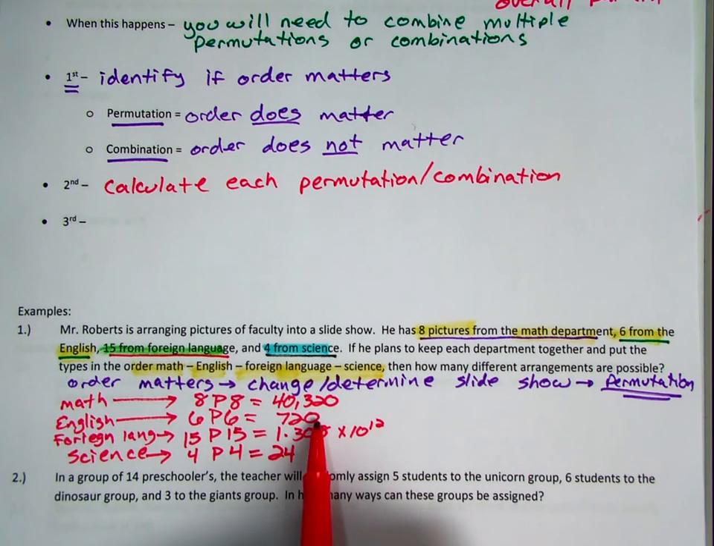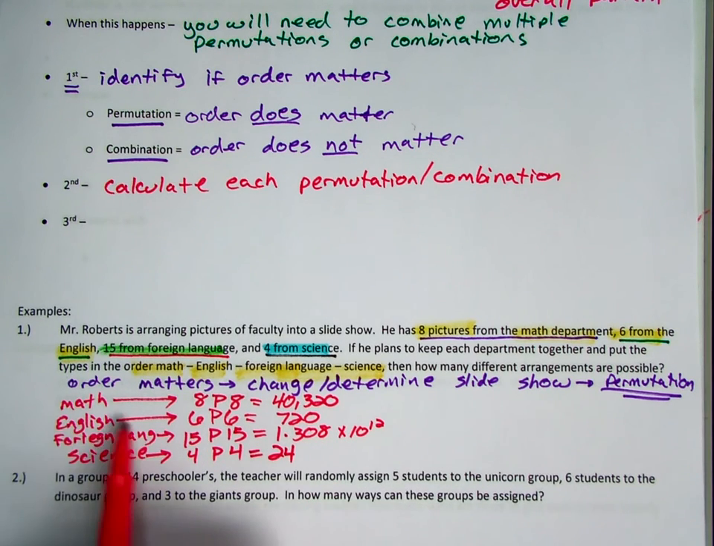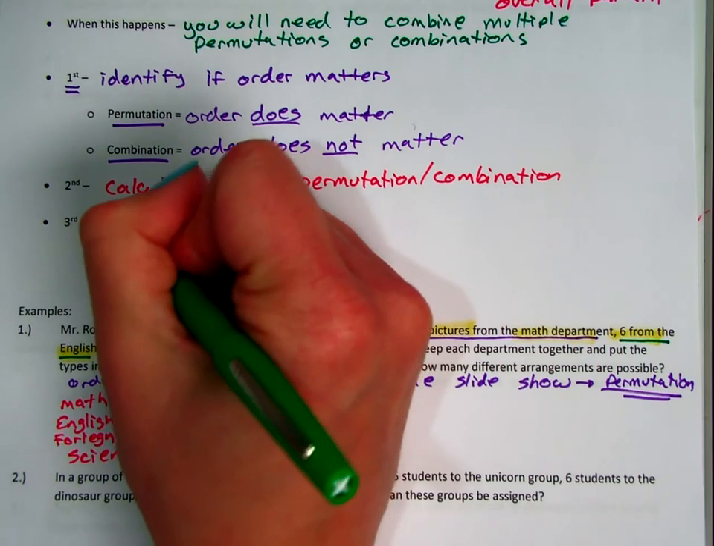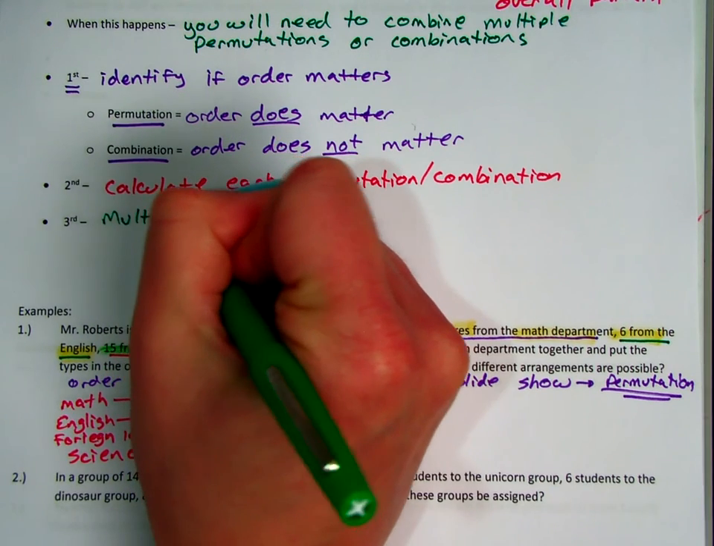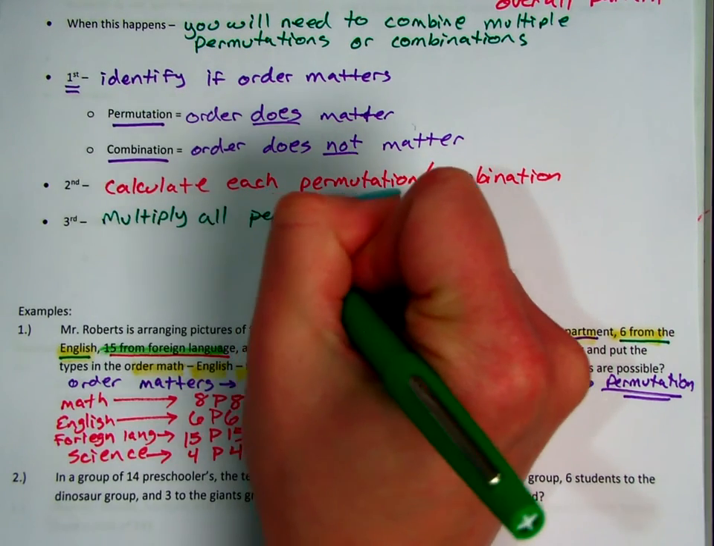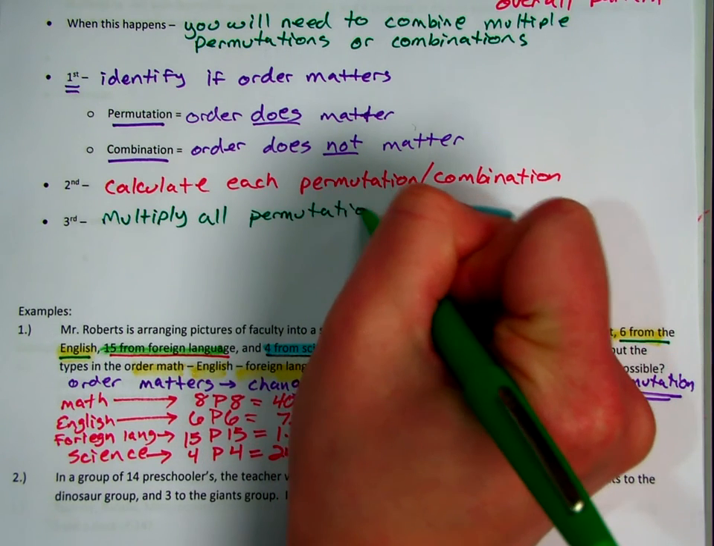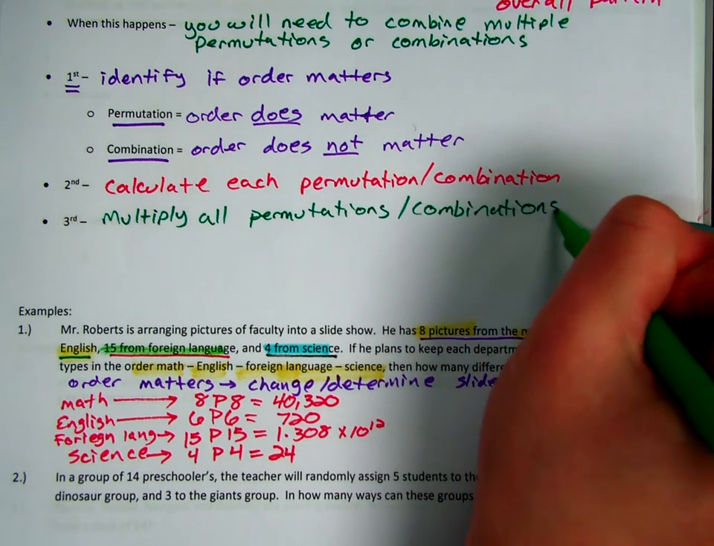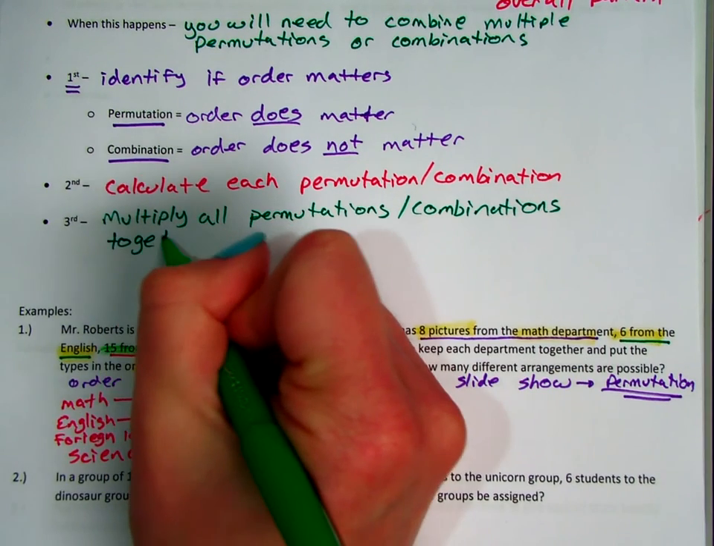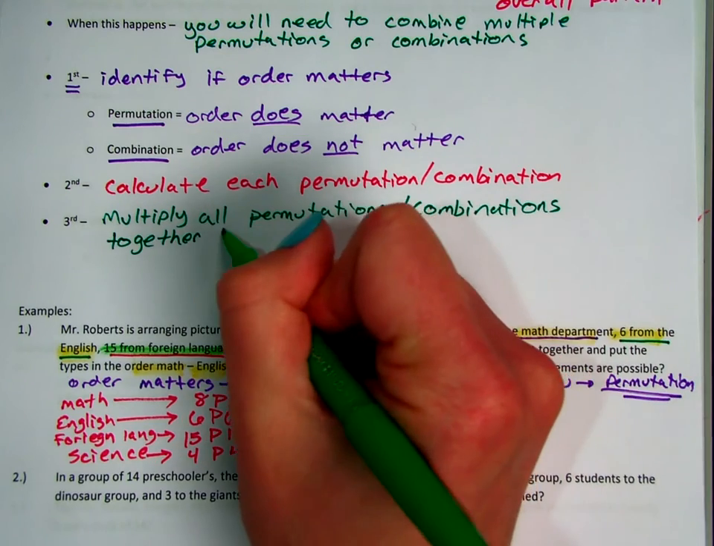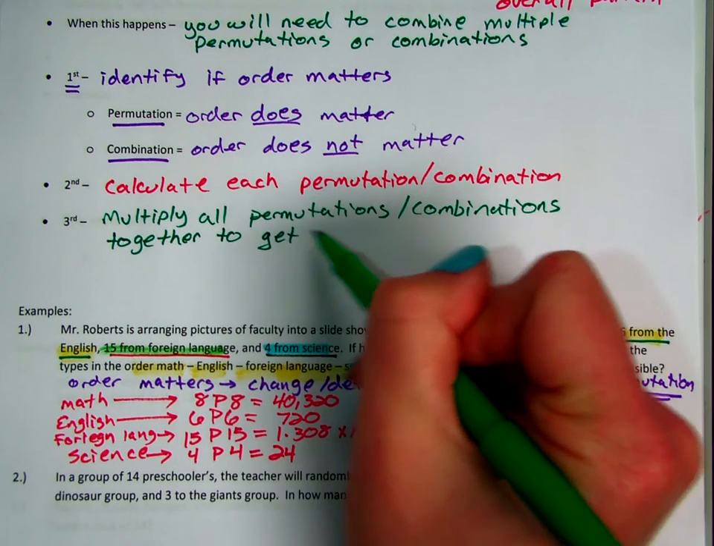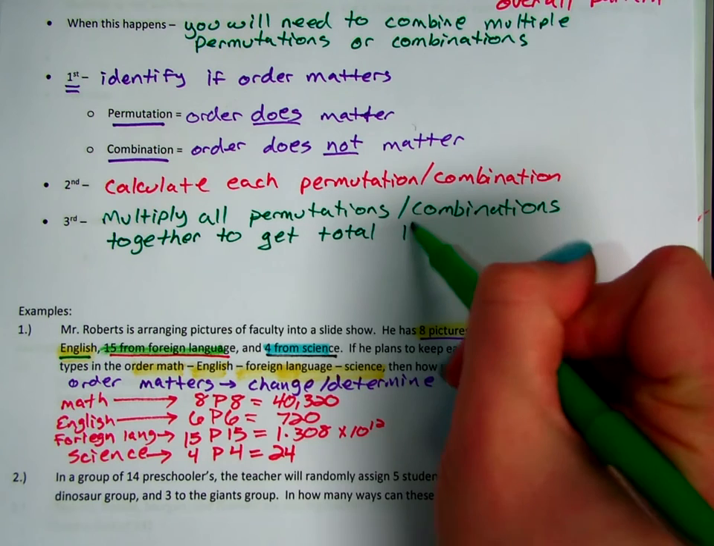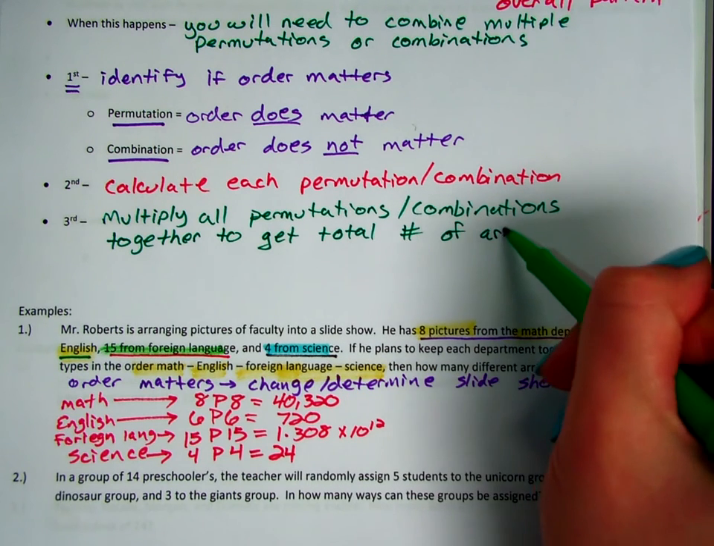So now these are all the different ways that we can arrange just the math, just the English, just the foreign language, just the science. But then we're going to combine them all together. And since we're combining them all together, we would do that by multiplying. So multiply all permutations and combinations together to get the total number of arrangements.